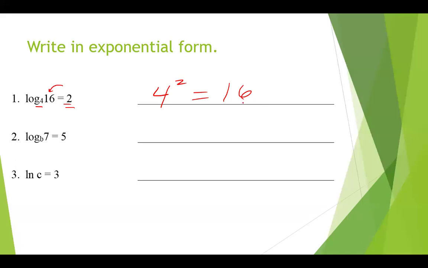We see it? And that's true, correct? 4 squared is 16. So when there's just variables, it's the same thing. So you're taking your base, raising it to your solution, and your output is now your argument. So we have b raised to 5 equals 7.